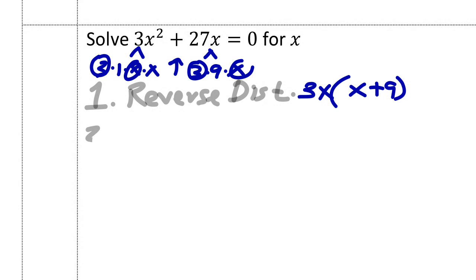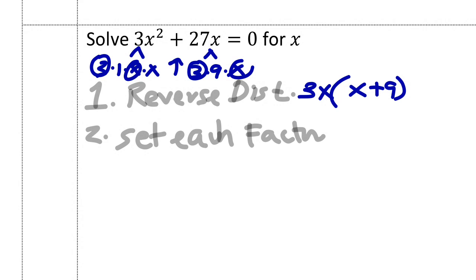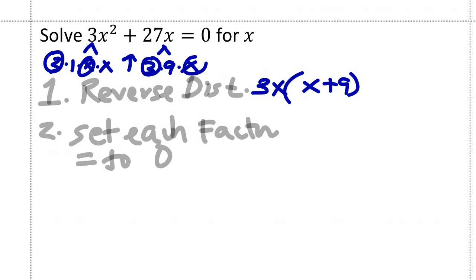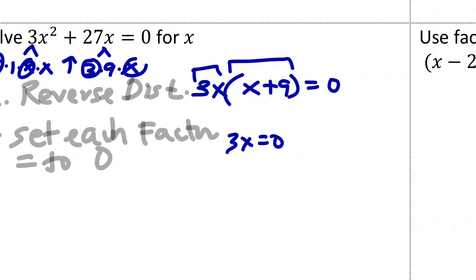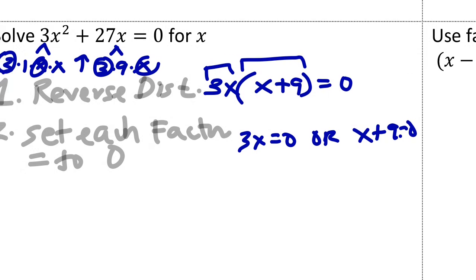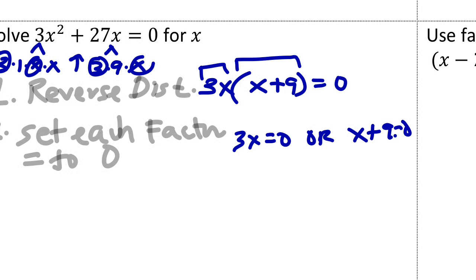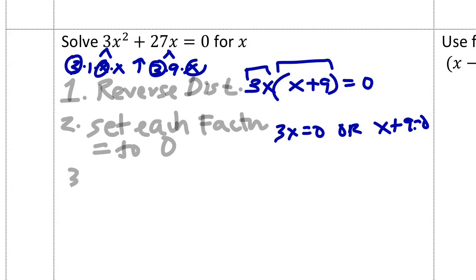Okay, the second thing you want to do is you want to set each factor equal to 0. So here I have the entire equation is equal to 0, but I should set each of these factors separately. So there are two factors. Multiplication separates factors. So we have 3x equals 0, or we have x plus 9 equals 0. That gives us two simpler equations. Our next step, solve both equations.